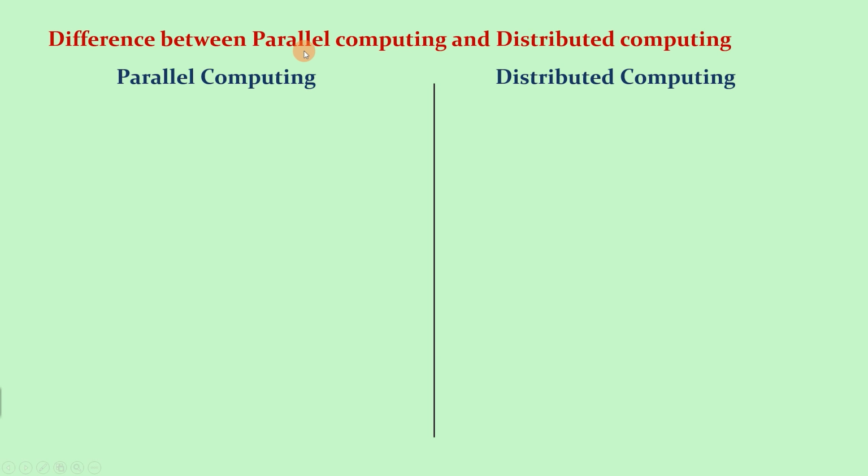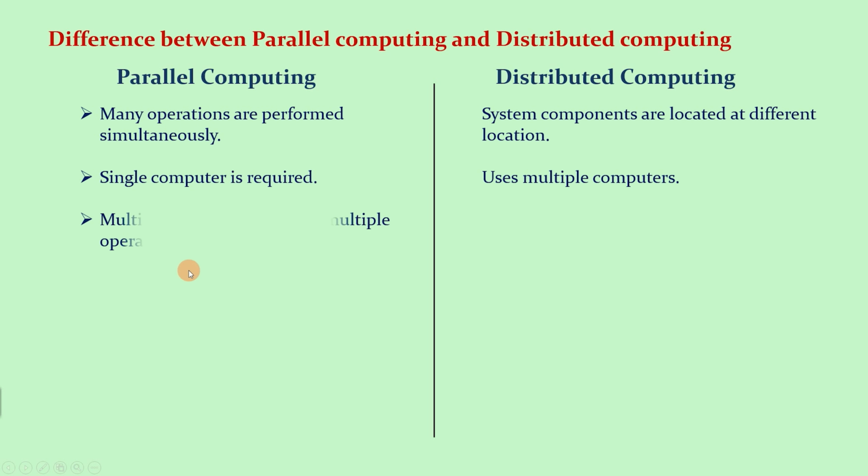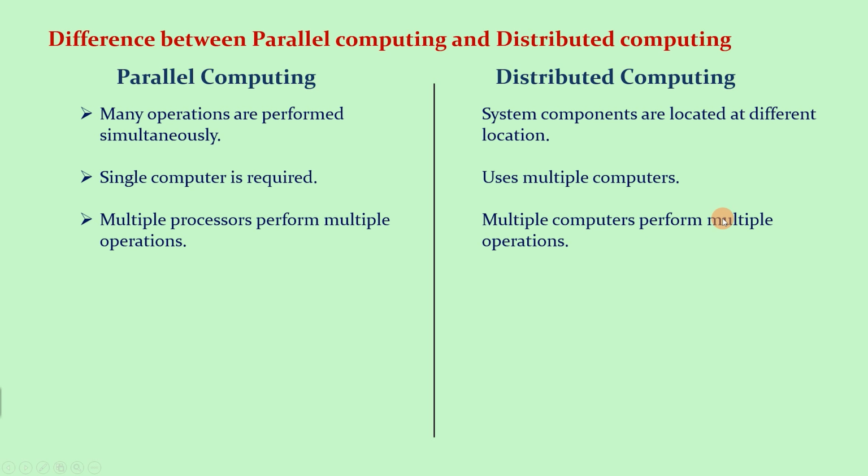Now the difference between parallel computing and distributed computing. In parallel computing, many operations are performed simultaneously. In distributed computing, system components are located at different locations. A single computer is required in parallel computing. Distributed computing uses multiple computers. In parallel computing, multiple processors perform multiple operations. In distributed computing, multiple computers perform multiple operations.